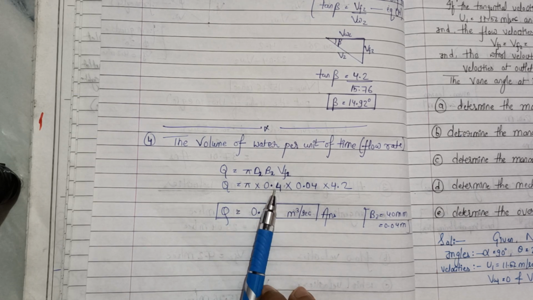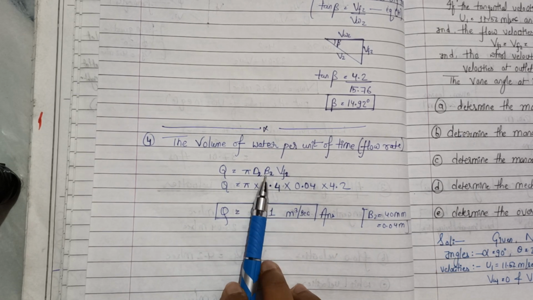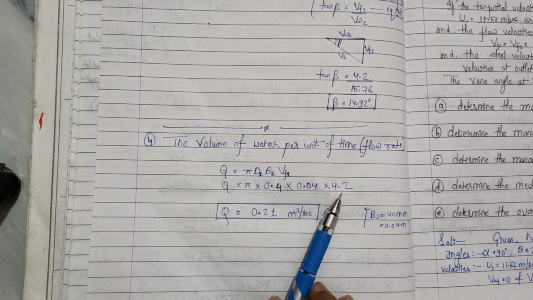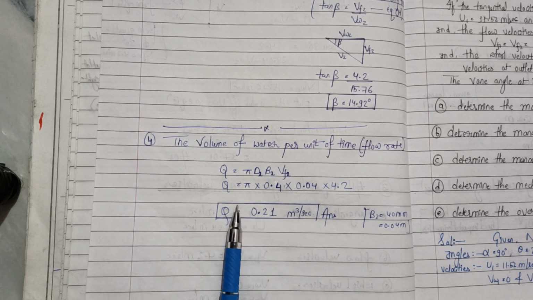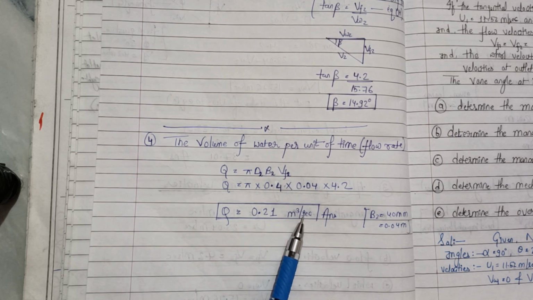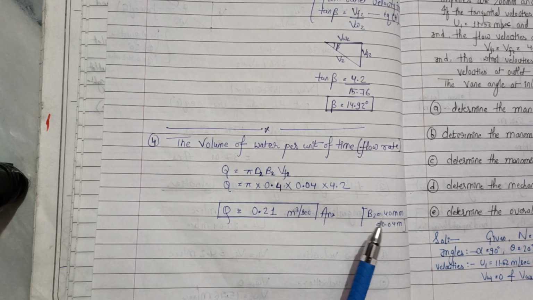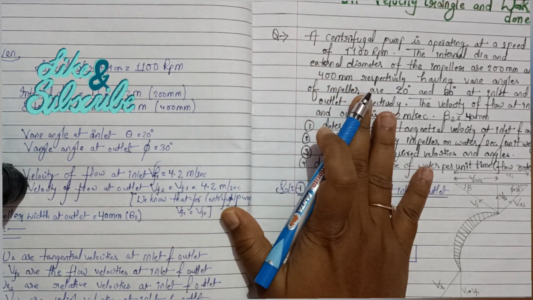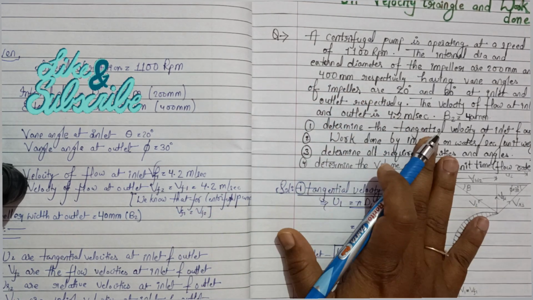Pi multiplied by d2, that is 0.4, multiplied by b2, 0.04, multiplied by Vf2, 4.2. If you solve this, you will get the value of flow rate as 0.21 cubic meter per second. The b2 value is given as 40 mm, that is 0.04 meter. In this way you can easily solve the numerical of a centrifugal pump on velocity triangle and work done.